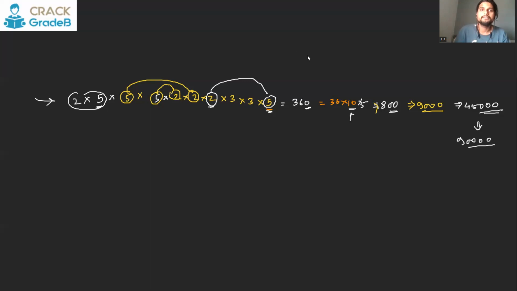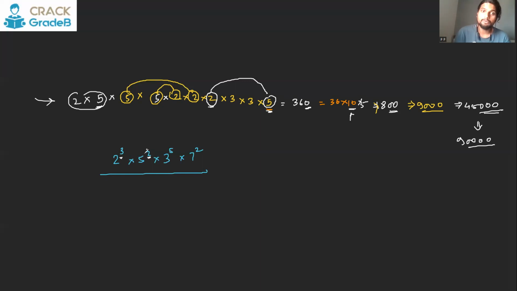Or in other words, out of 5s and 2s, whoever will be in the critical case, the critical meaning lesser in number, whoever is lesser in numbers will decide the number of trailing zeros. So if I say 2 raised to the power 3 into 5 raised to the power 2 into 3 raised to the power 5 into 7 raised to the power 2, how many trailing zeros will this number have? All you have to think about is, there are 2 number of 5s, there are 3 number of 2s.